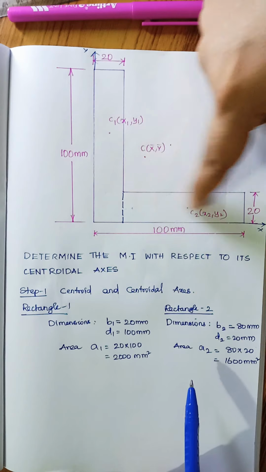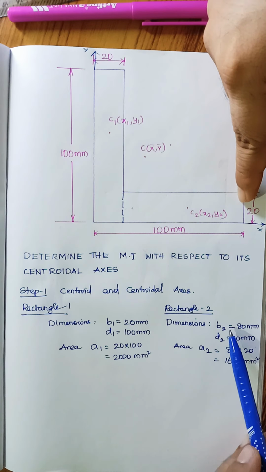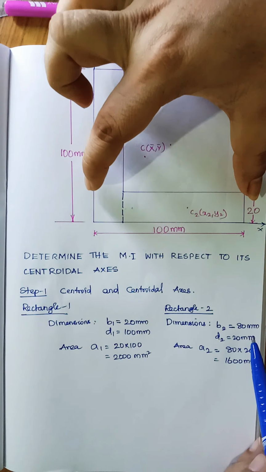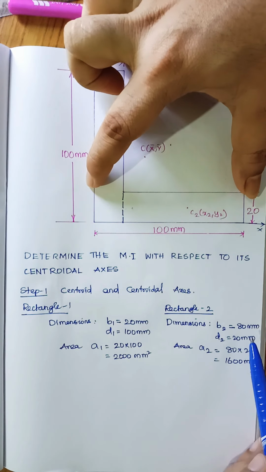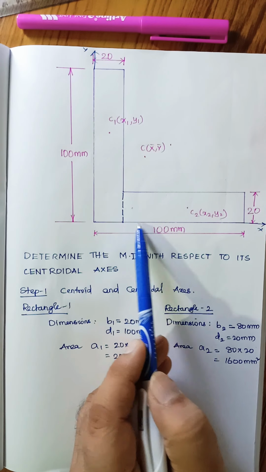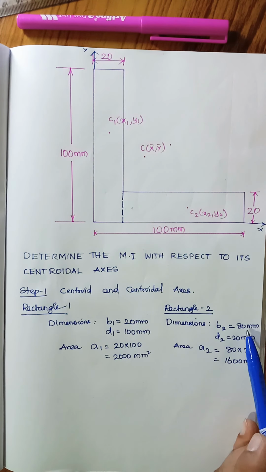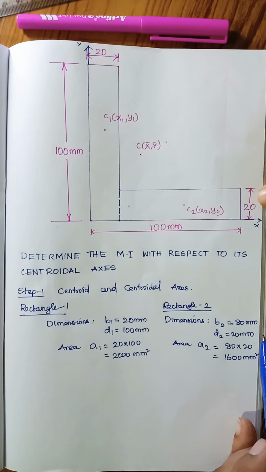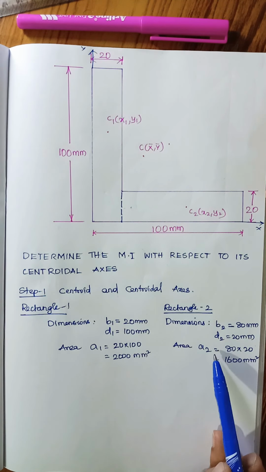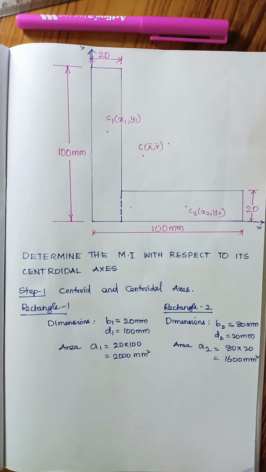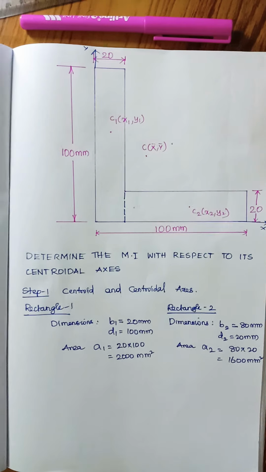Now coming back to the second rectangle, width b2 will be 80 millimeter. So how is it 80? The total width of the section is given as 100 millimeter. Now from the 100 millimeter, this 20 millimeter will be gone. The remaining part will be only 80 millimeter. So we have 80 millimeter here, and the depth of the section is 20 millimeter. Next, if I consider A2 as the area of the second rectangle, then A2 will be 80 multiplied by 20, that is equal to 1600 millimeter square.